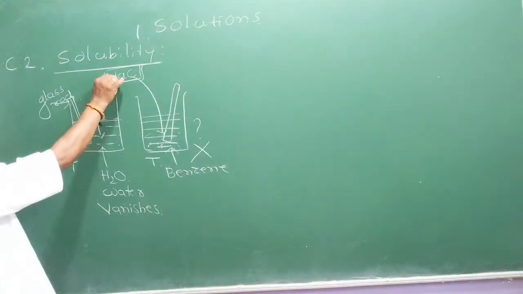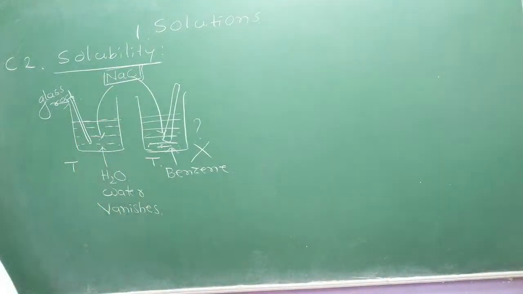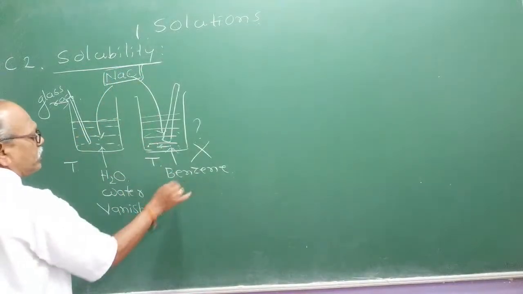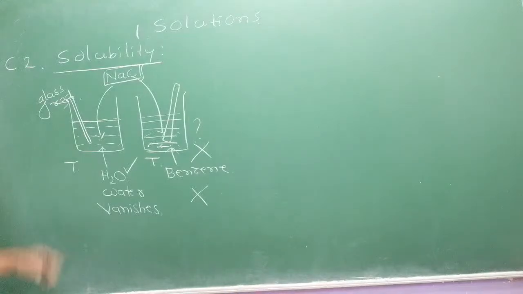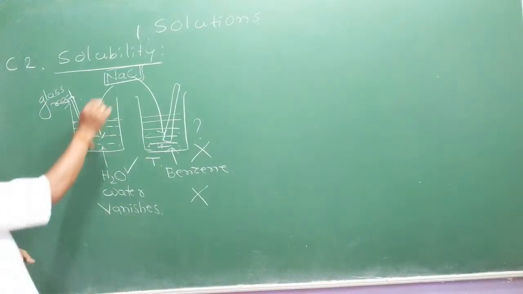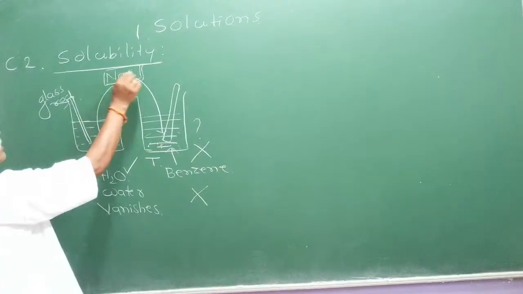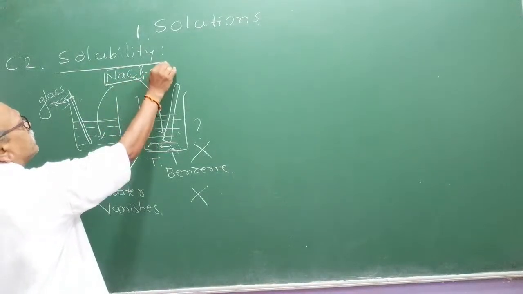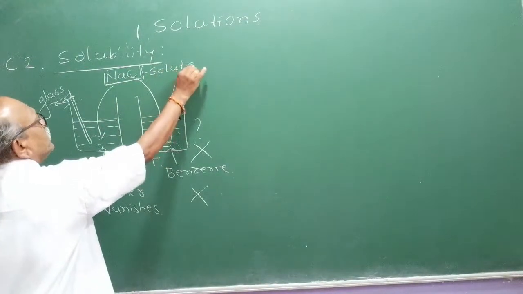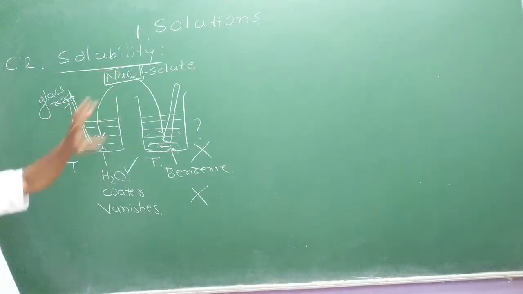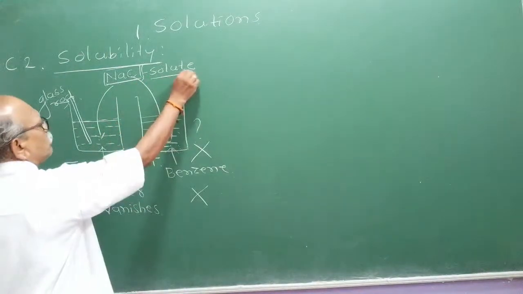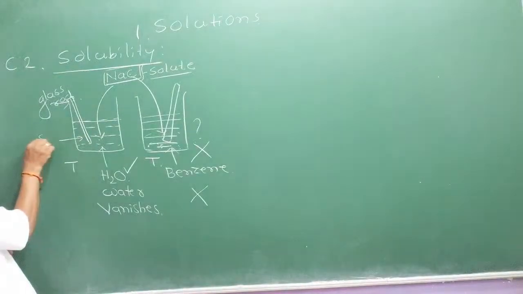Means what? We say that sodium chloride is dissolved in water, and it is not dissolved in benzene. Now what is the meaning of it? Generally, when a particular substance is taken in a small quantity, we say that it is a solute. A solution consists of two parts, which we learnt in the beginning. This is the solute, and this is the solvent.